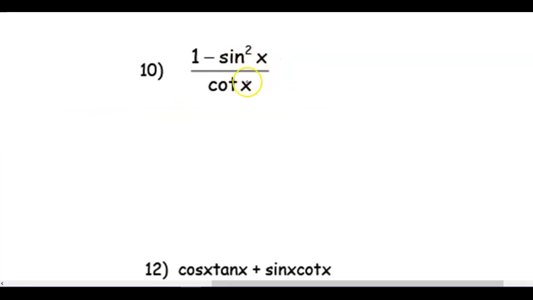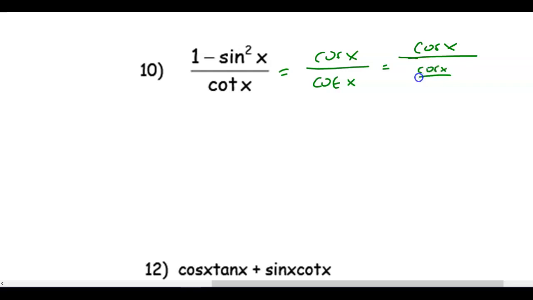Number 10. 1 minus sine squared can be converted to cosine squared of x because of the Pythagorean identity, over cotangent x. Well, I'm going to rewrite cotangent x as cosine over sine, so cosine x over sine of x. I'm also going to rewrite this cosine over 1 so you can see a fraction over a fraction.